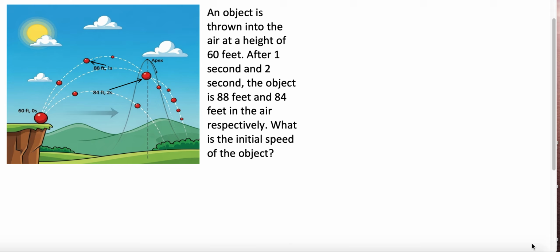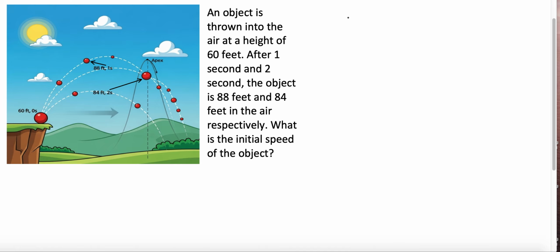An object is thrown into the air at a height of 60 feet. After 1 second and 2 seconds, the object is 88 feet and 84 feet in the air, respectively. What is the initial speed of the object? Well, let me take here some information of this word problem.